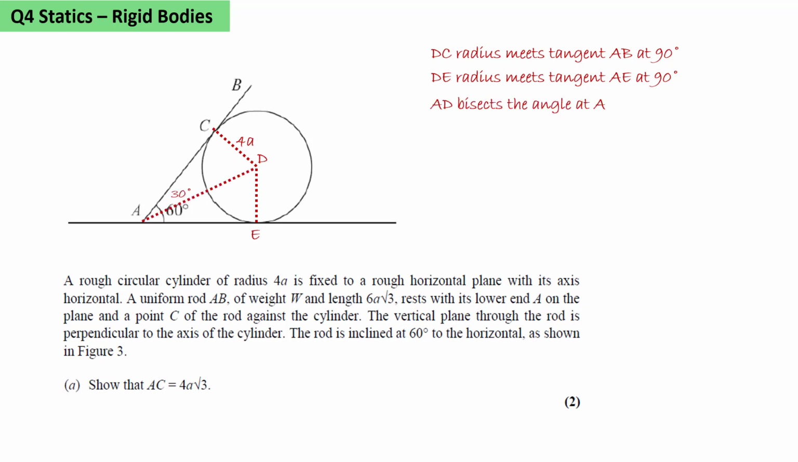We draw in the line AD, which will bisect the angle at A. So CAD is 30 degrees. This means that ADC will be 60 degrees, and we can do some trigonometry. We can say that AC over CD equals tan 60, which is √3, and therefore AC equals 4a√3 as required. We're told also that AB is 6a√3.